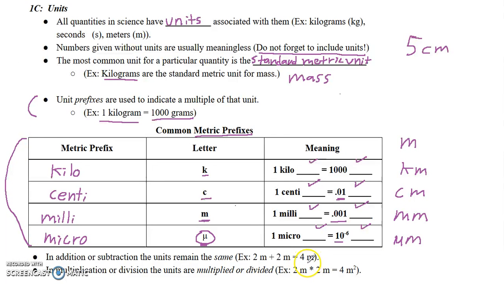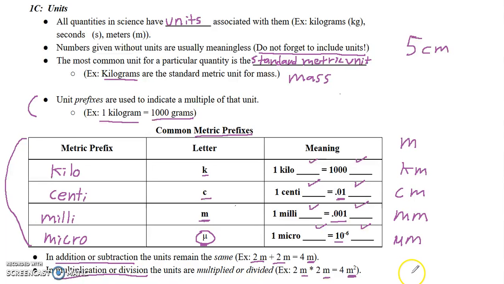And the last kind of reminder with units is that if you're doing addition or subtraction, the unit's going to remain the same. So if you add 2 meters and 2 meters, your final unit's going to be still meters. But if you're using multiplication or division, the units are going to be multiplied or divided as well. So if you have 2 meters times 2 meters, you're going to get 4 meters, but meters squared. So keep that in mind. Multiplication and division are going to alter the base unit. Addition and subtraction, it'll stay the same base unit.